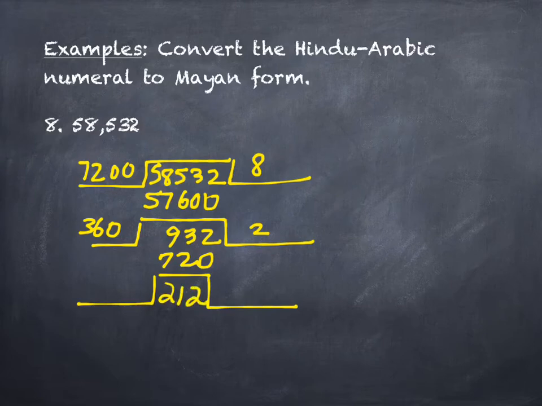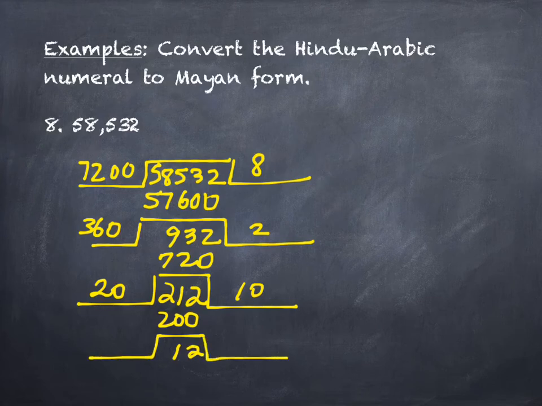And then what are we going to divide by? 20. How many times will 20 go into 212? 10. 10 times 20? 200, no calculator needed, right? And we subtract and we get 12. And I know it looks really funny. You'll see more of why we're doing it later, but we're going to do our last one, which is always the place value of 1. And it's always the number 12 at the end. Okay?